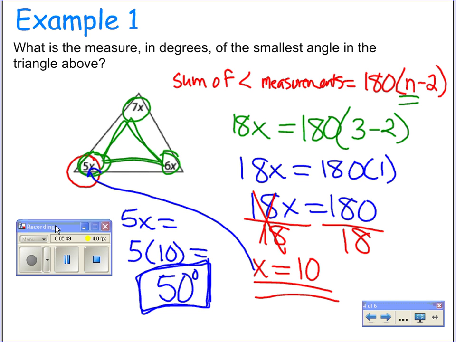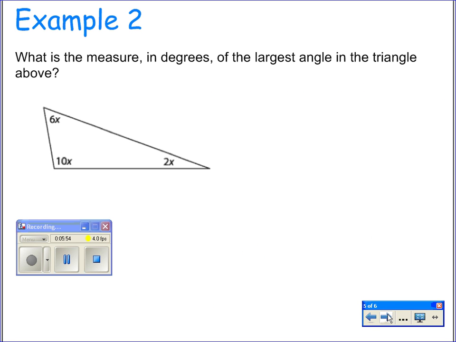Okay, let's go over 2 more examples like this. Hopefully this is making sense. Okay, example 2, same type of question, but now it says, what is the measure in degrees of the largest angle in the triangle? So for this one, we know that the largest angle is 10x.